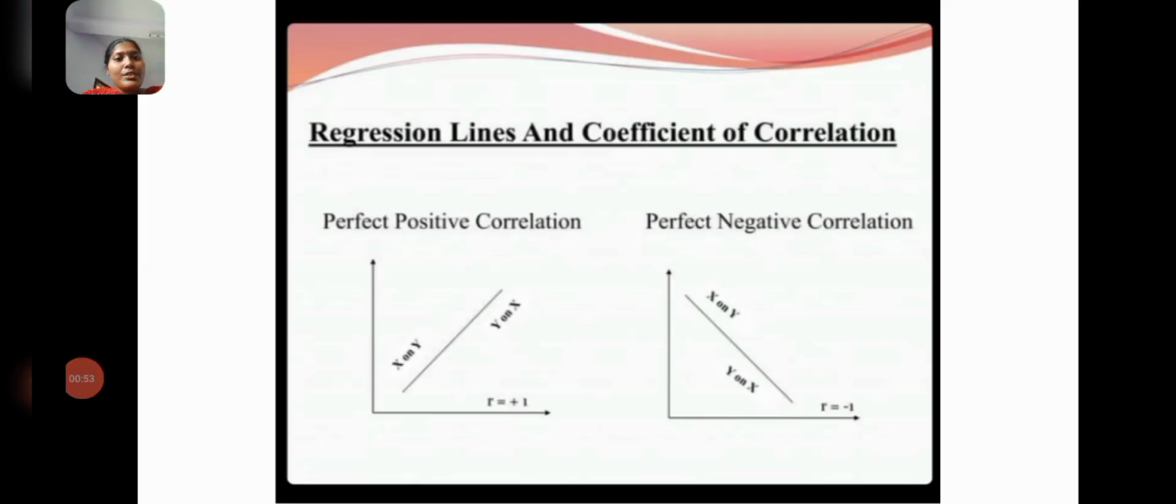Suppose the regression lines x on y and y on x are going in the same direction. This is known as perfect positive correlation. That means the x on y and the y on x lines are moving forward. Suppose the x on y and the y on x lines are going backward, moving backward together. This is known as perfect negative correlation.